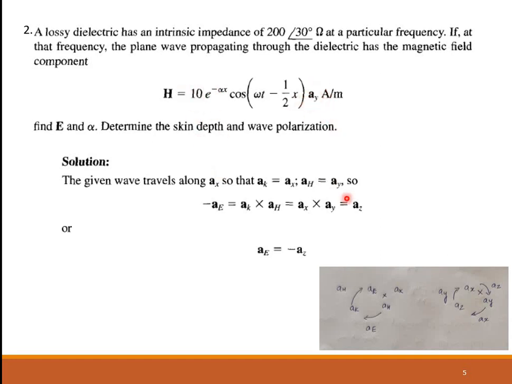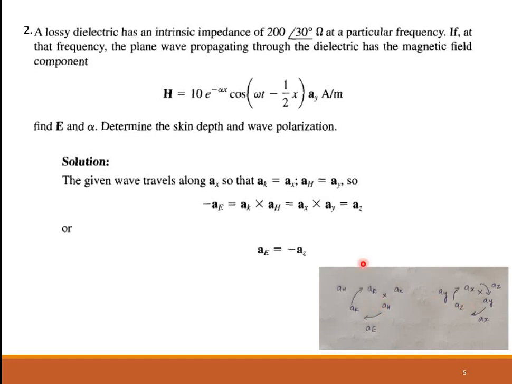Now how do you find out the direction of AE? To find the direction, it is always easier if you use what I've written here at the side. AE cross AH gives you the direction of wave propagation AK. Similarly, AH cross AK gives you AE and AK cross AE gives you AH. And you also have AX cross AY is AZ, AY cross AZ is AX, and AZ cross AX is AY.